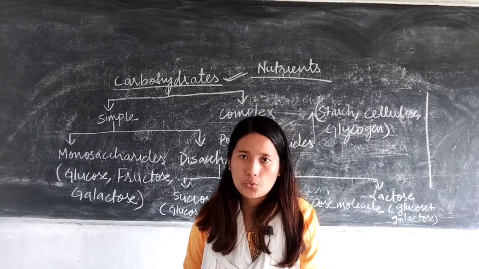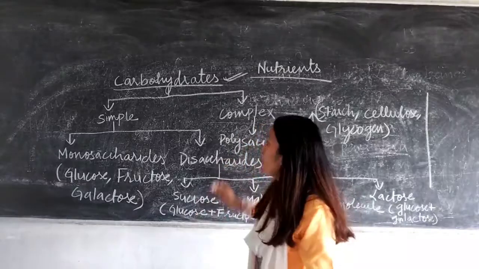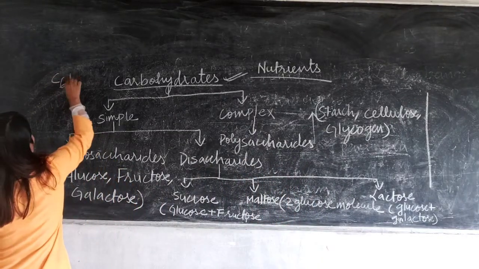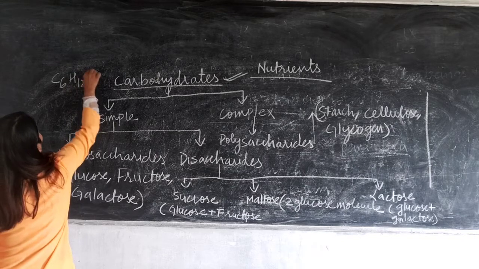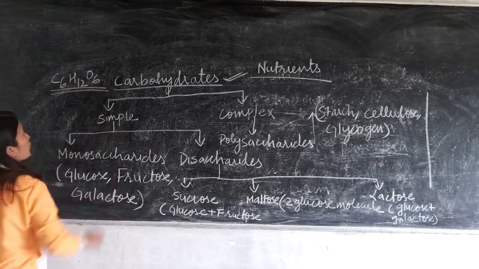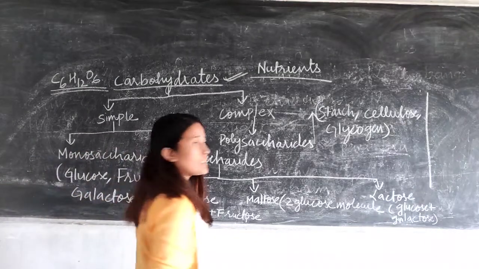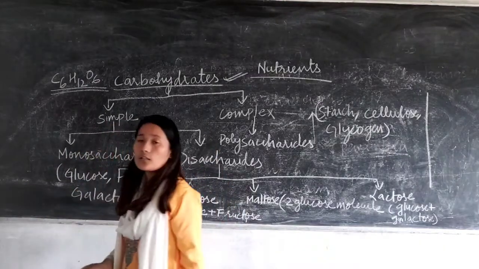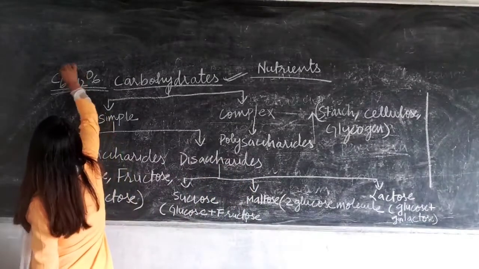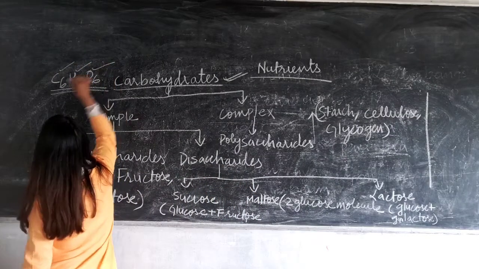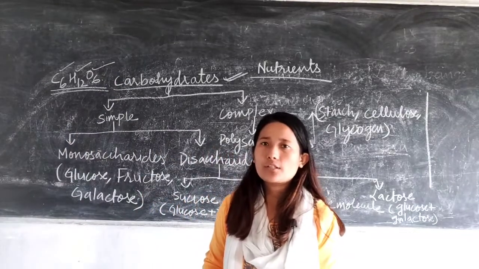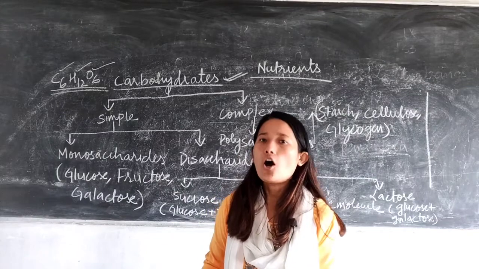glucose. You know the general formula of glucose, right? What is it? C6H12O6. So what can you see there? What are the different chemical components making up glucose? Carbon, hydrogen and oxygen. So carbohydrates are made up of carbon, hydrogen and oxygen.